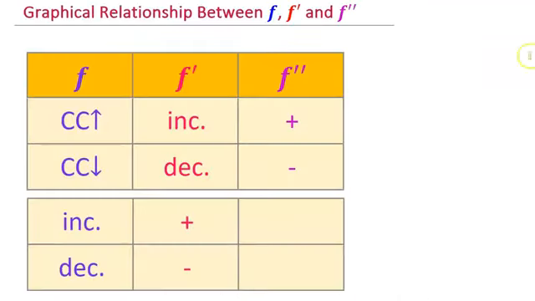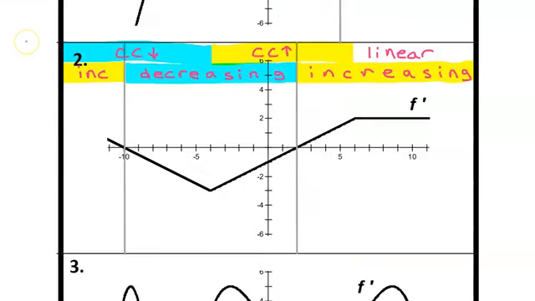But remember that where f prime is positive, function f is increasing. Where f prime is negative, f is decreasing. So function f should be increasing in the first interval, decreasing in the second interval, and then increasing again in the third interval. Before we can sketch the graph of function f, we need one more piece of information.